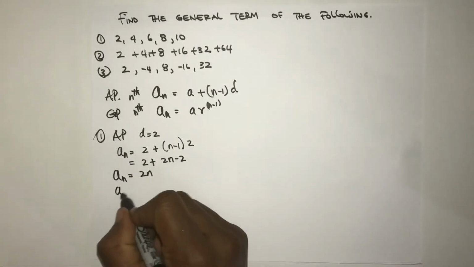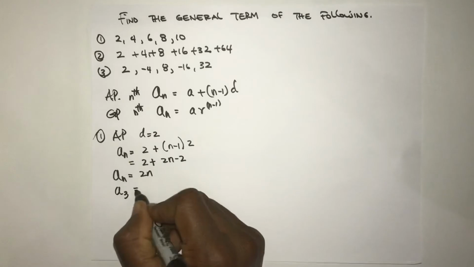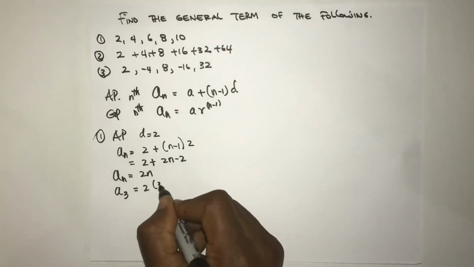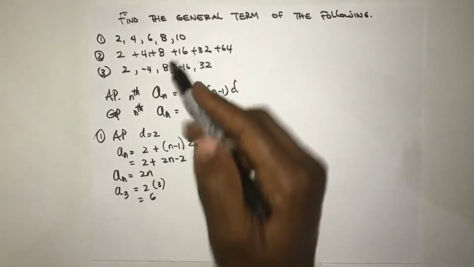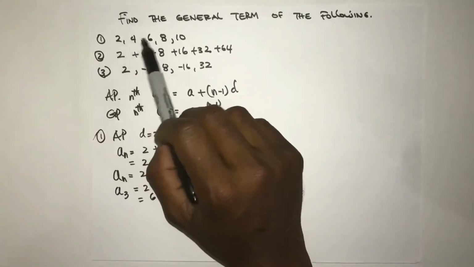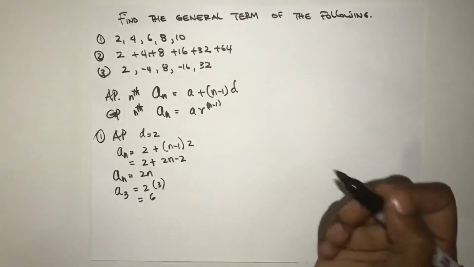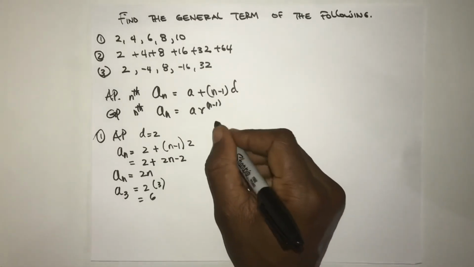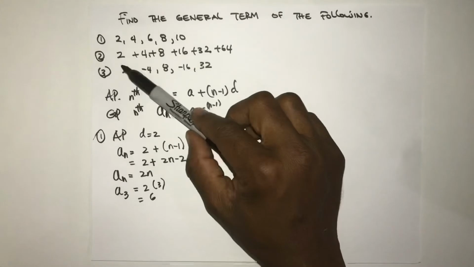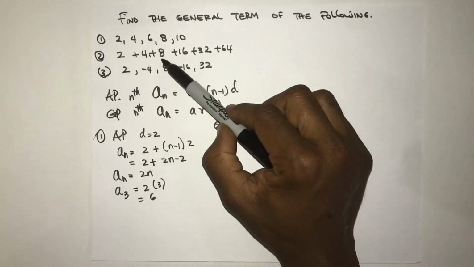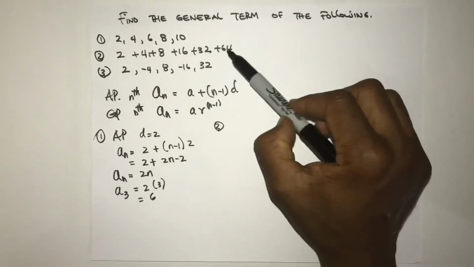So if we were to look at A3, which is the third term, this is actually 2 times 3, which is equal to 6. So the third term is what? 1, 2, 3, 6. So 2 times 3 is actually 6, and that is good. Now, looking at the second question, we have 2, 4, 8, 16, 32, 64.